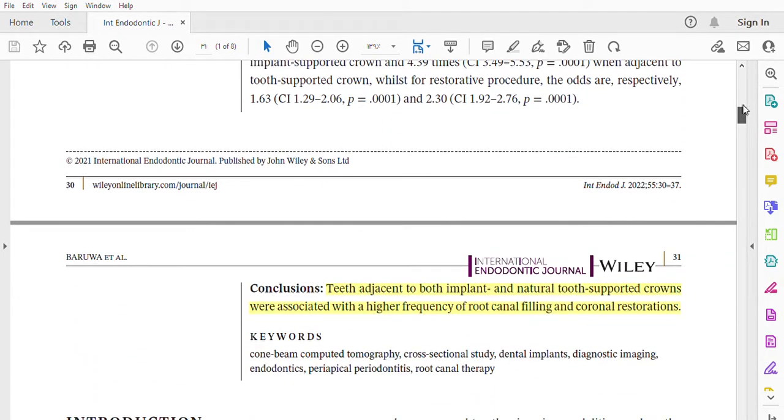Then they conclude that the teeth adjacent to both implant and natural tooth-supported crowns were associated with a higher frequency of root canal filling and coronal restorations.